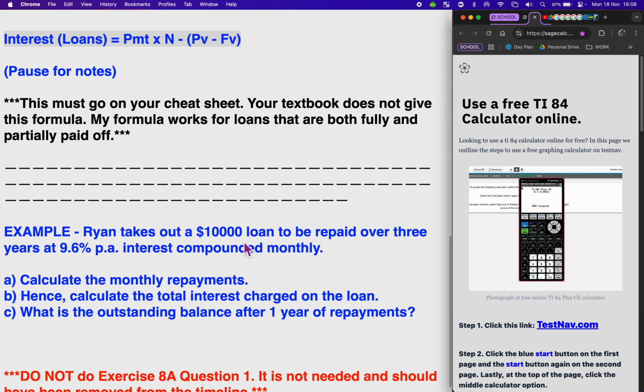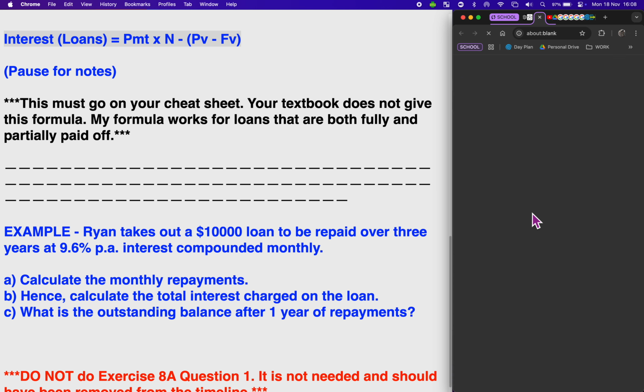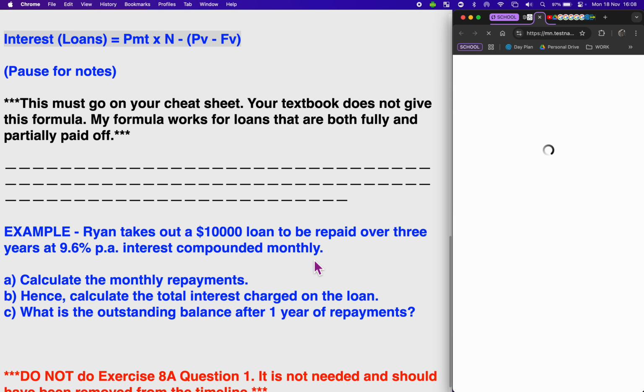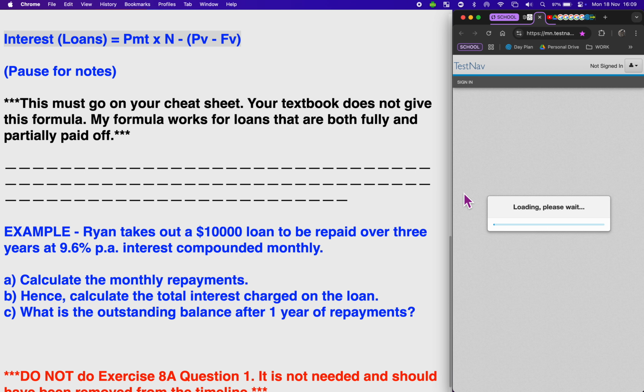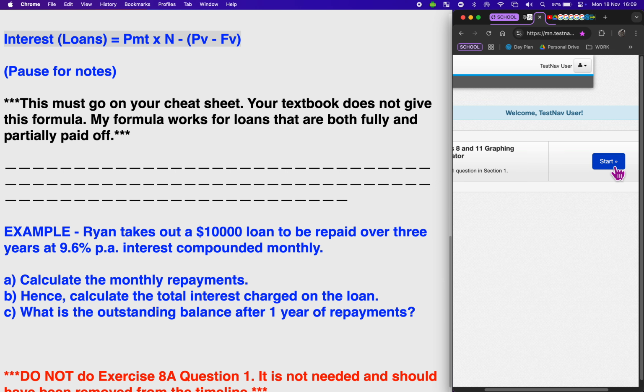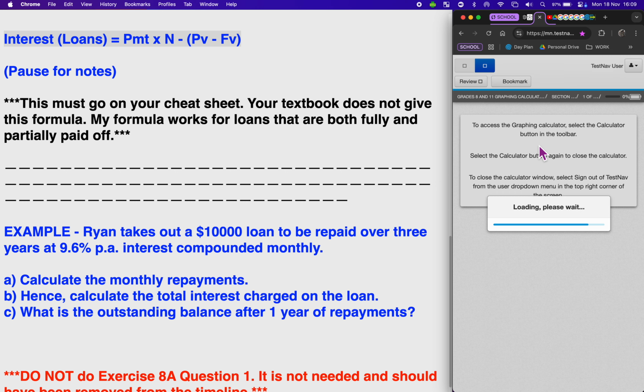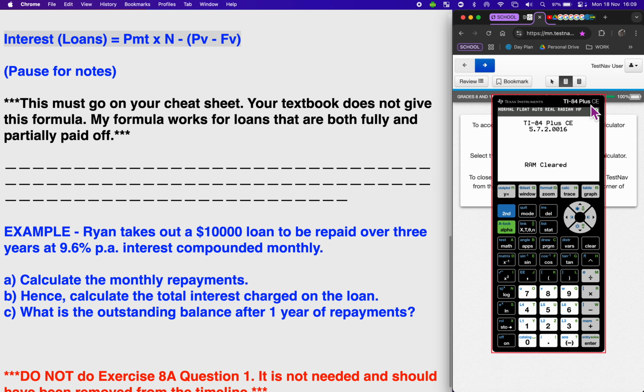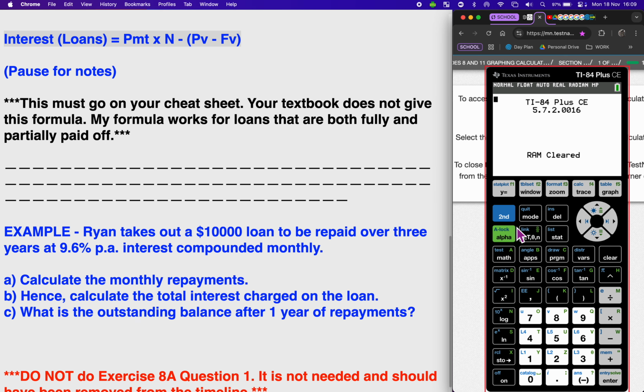So as soon as it says compounding, you use the graphics calculator. This is the link on Daymap. Hit the test nav button. Let it load. It loads twice, I believe. Hit the calculator in the middle. So I'm just going to resize this.